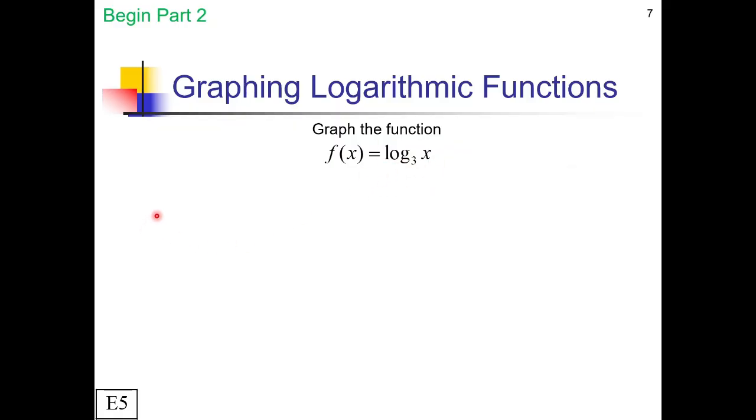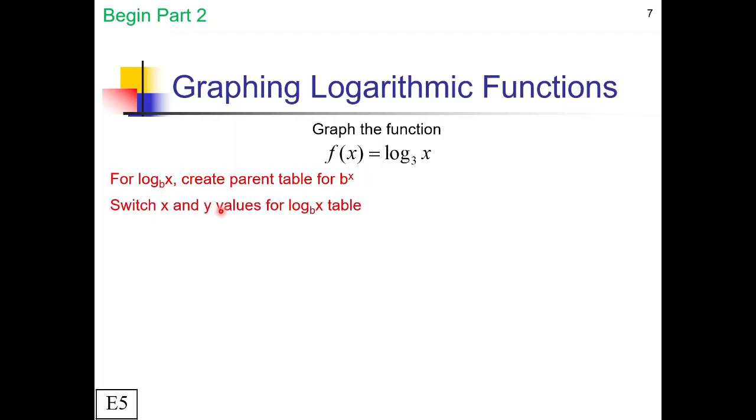So again, my strategy is for log base b of x, I'm going to create a parent table for the exponential function b to the x. And then I'm just going to switch all the x and y values to get my log table. So see if you can do that. Pause the video and try that with this base here, base 3, and then we'll see how you did.